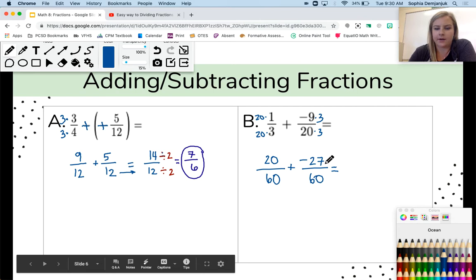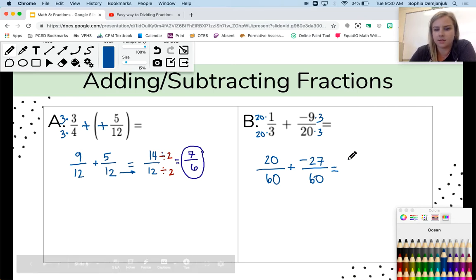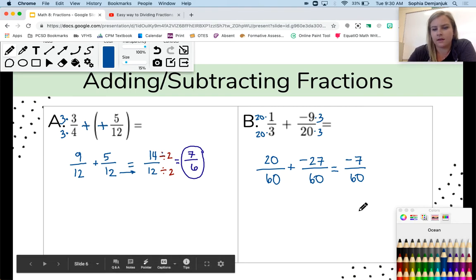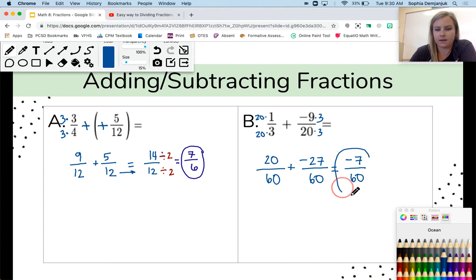We're going to add our numerator, so 20 plus a negative 27. 27 is the larger number, so we're going to have to keep that sign. 27 minus 20 gives me negative 7. That goes over 60. And 60 is not divisible by 7, so we end up with our final answer. No simplifying.